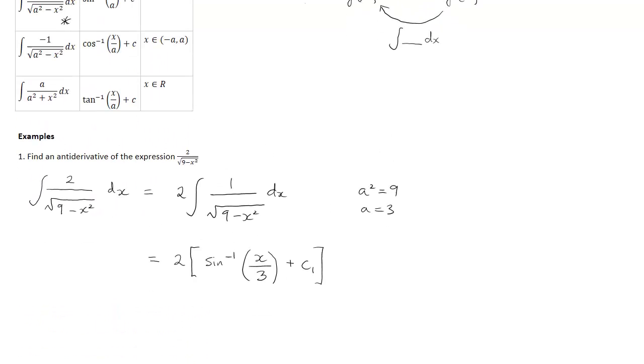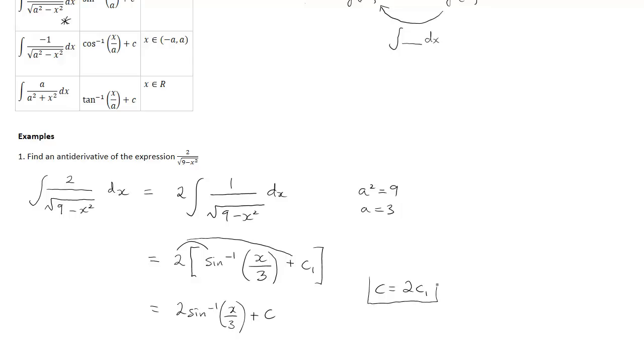And then we're going to just expand that 2 outwards. So we've got 2 sine inverse x over 3 plus c. Now this 2 multiplies the sine inverse first, and then the 2 multiplies the c1. And I'm just going to say that the constant c is equal to 2 times c1.